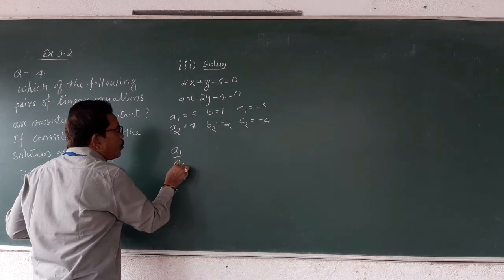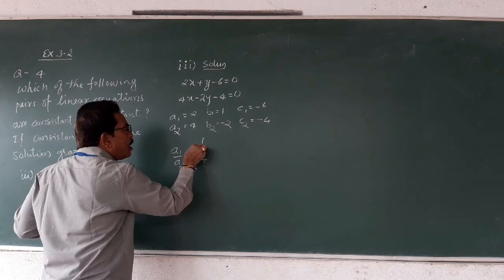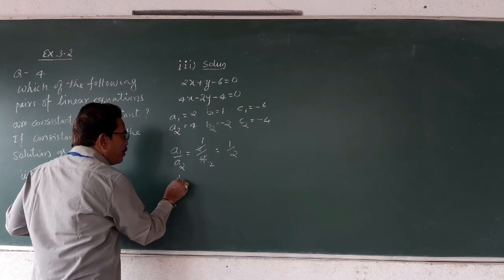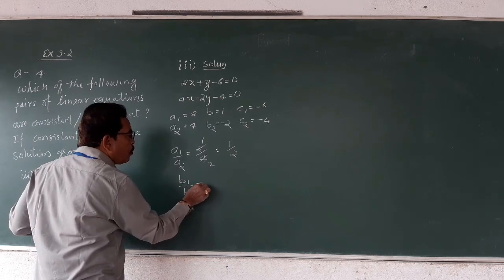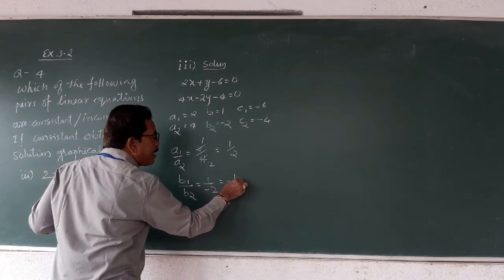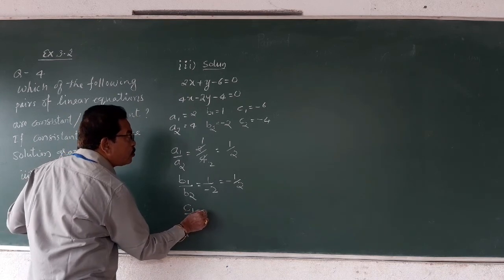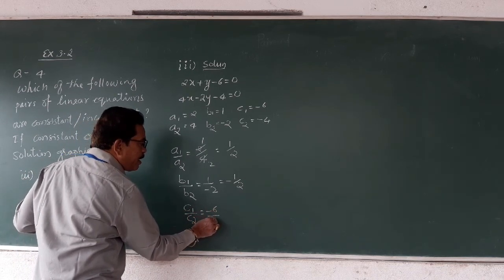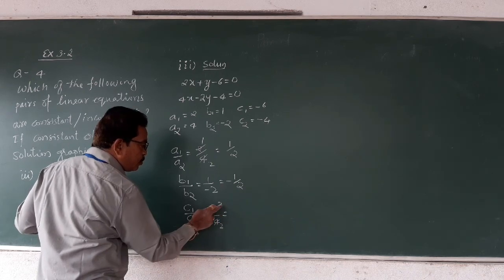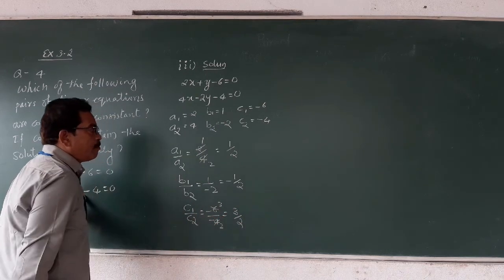a1 by a2 equals 2 by 4, that is equal to 1 by 2. b1 by b2 equals 1 divided by minus 2, that is equal to minus 1 by 2. c1 by c2 equals minus 6 divided by minus 4, that is 3 by 2, minus into minus is plus.